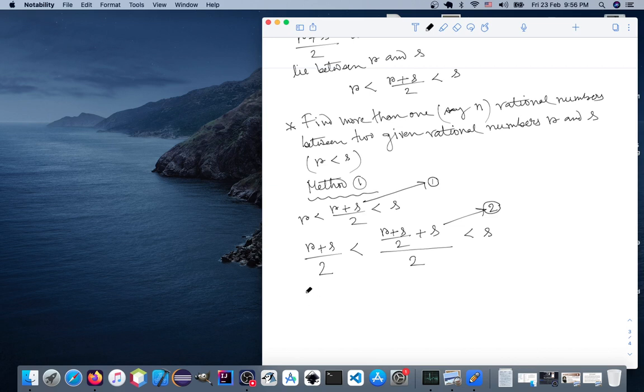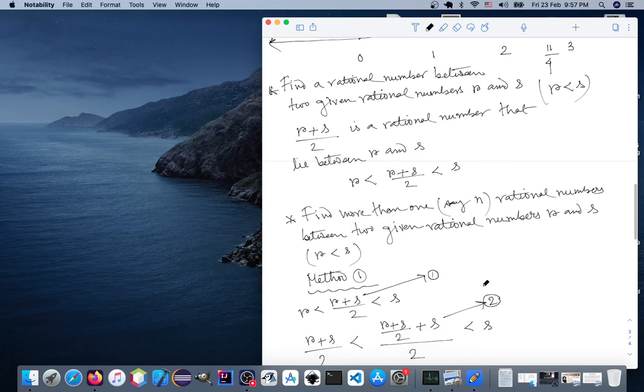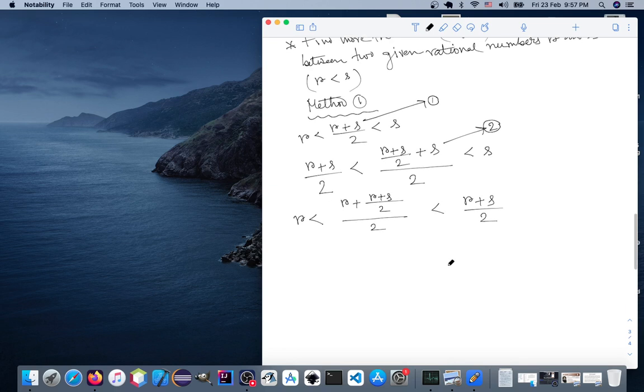meaning R plus (R+S)/2, divided by 2, which is less than (R+S)/2. Applying the same result over here, we have found another rational number that is between R and (R+S)/2. So using the same idea, you can keep on finding new rational numbers.